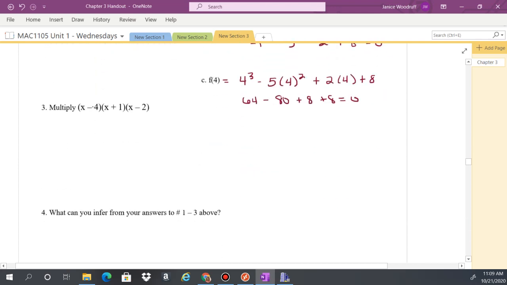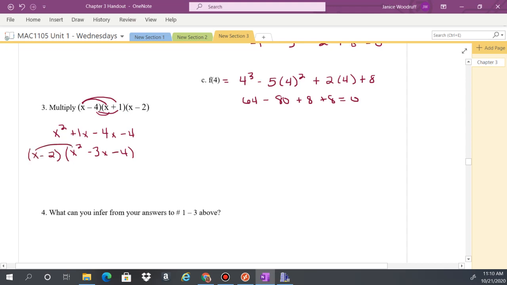So let's do x minus 4 times x plus 1. So that's going to give us x squared plus 1x minus 4x minus 4, x squared minus 3x minus 4, and then multiply by x minus 2.